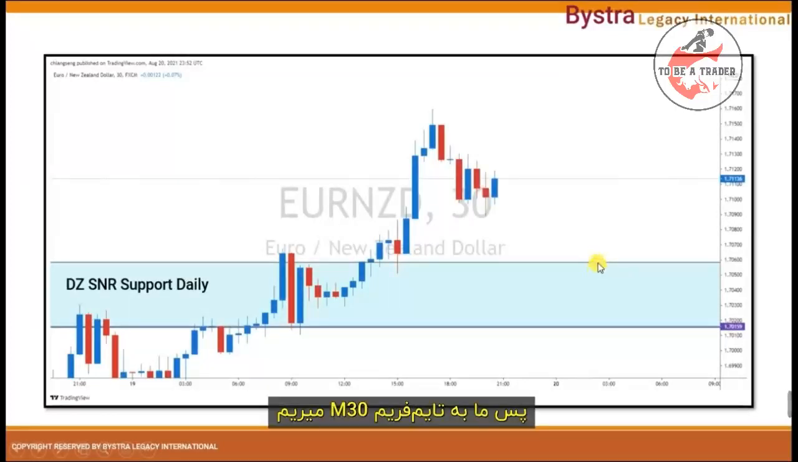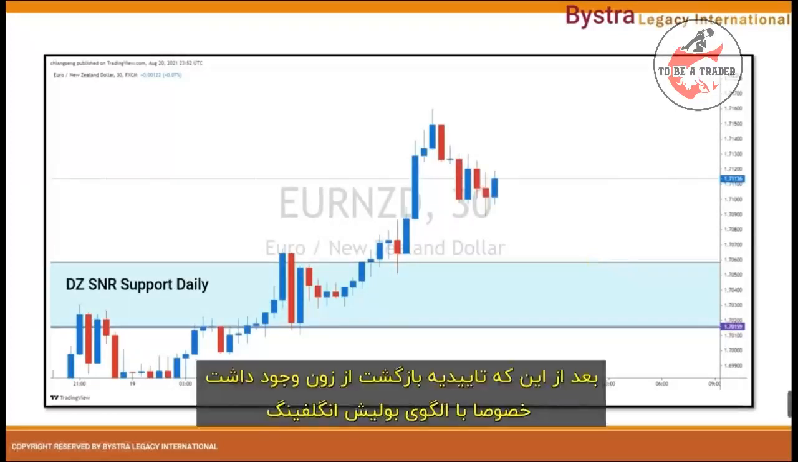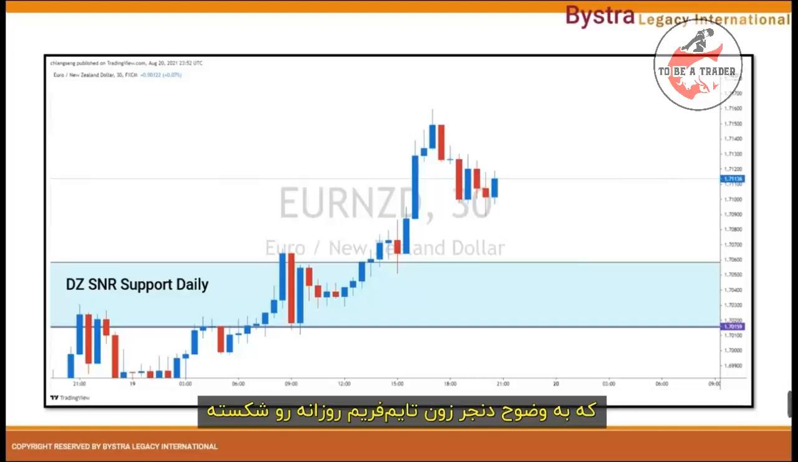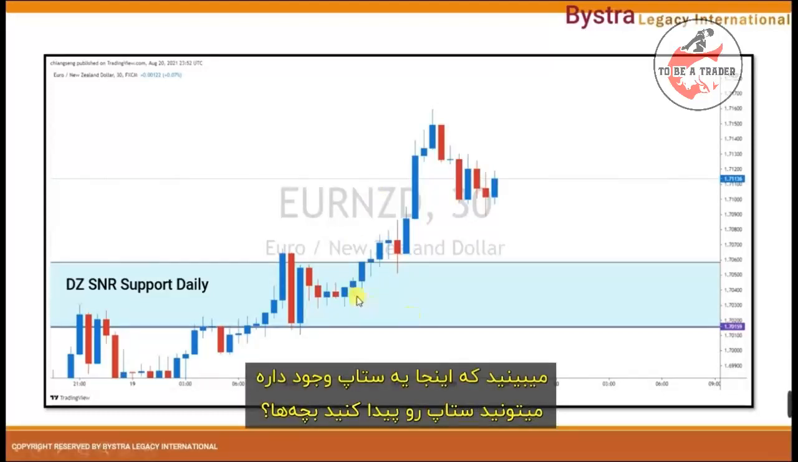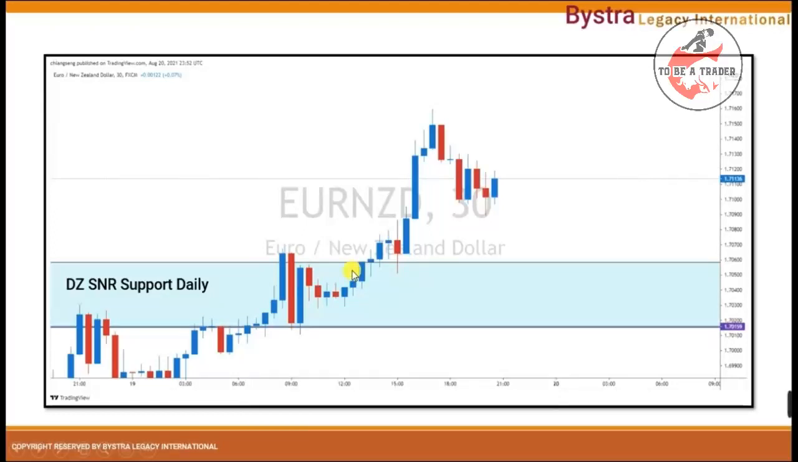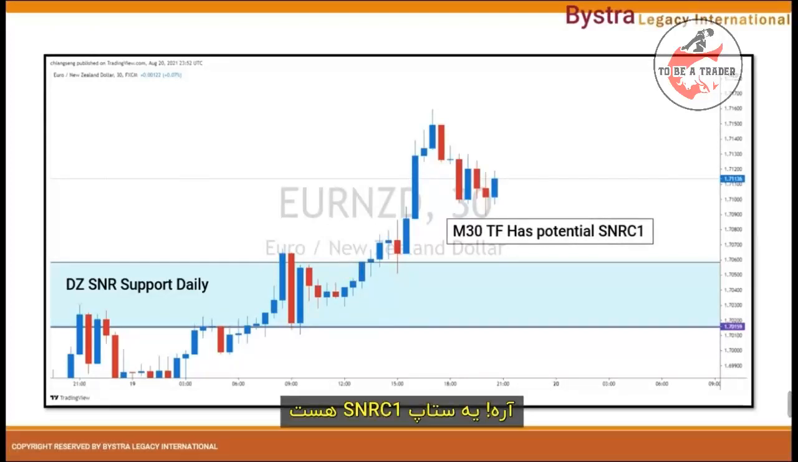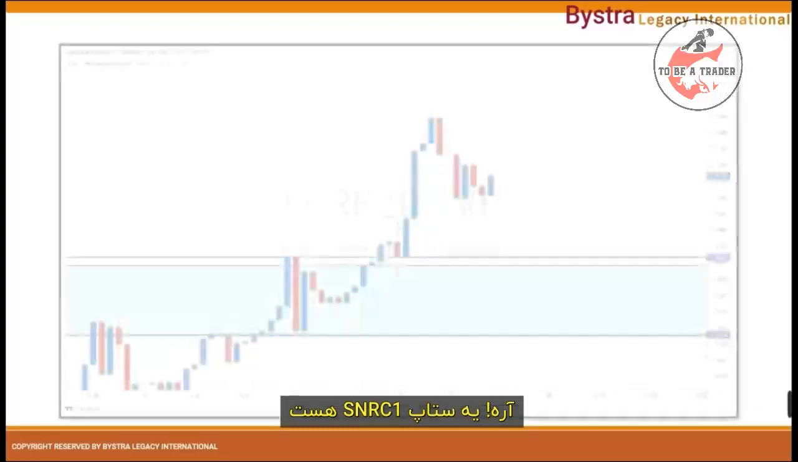So we go to the M30 time frame. After there's a confirmation of rejection from the zone, especially with the bullish engulfing that clearly breaks the danger zone SNR on the daily time frame, we need to look for a setup. In the M30 time frame, we can see there's a setup. Can you guys spot the setup? Have you got it? Yes, it will be the SNRC1 setup.